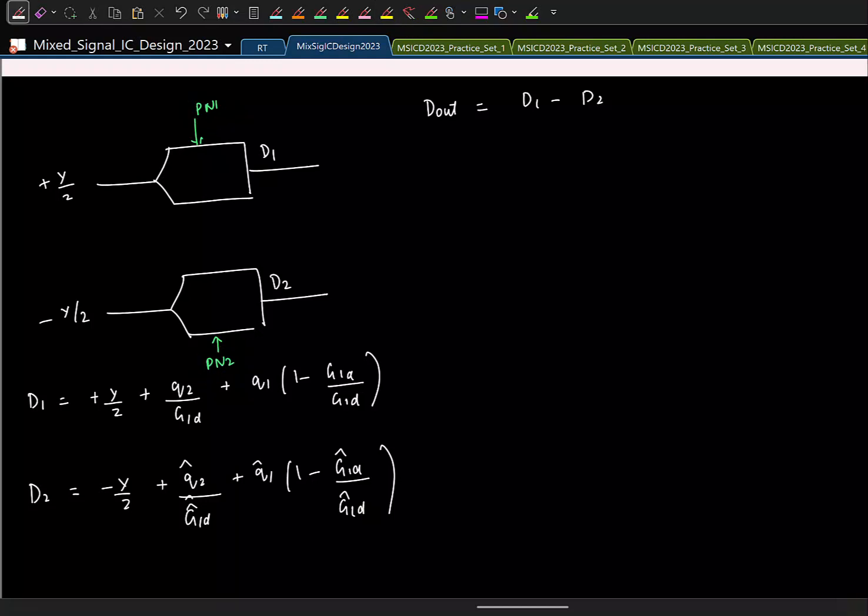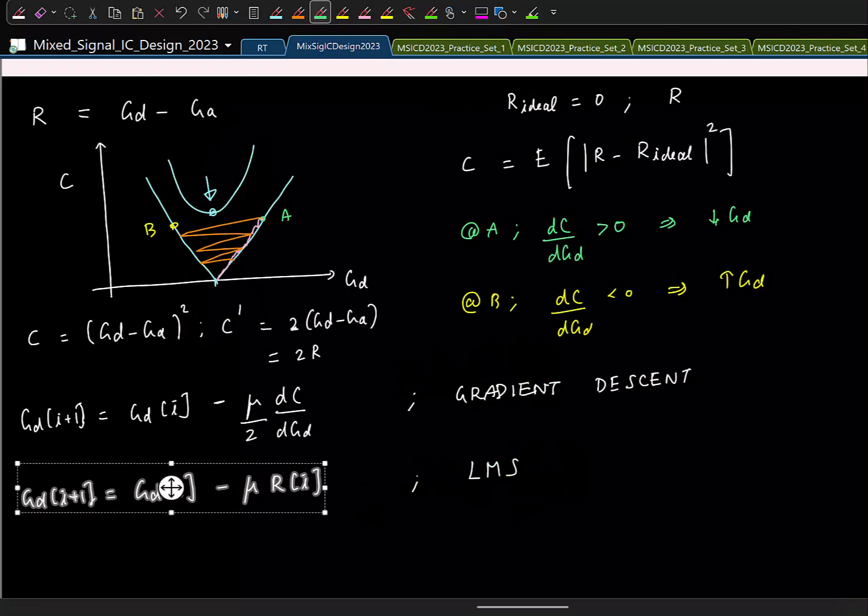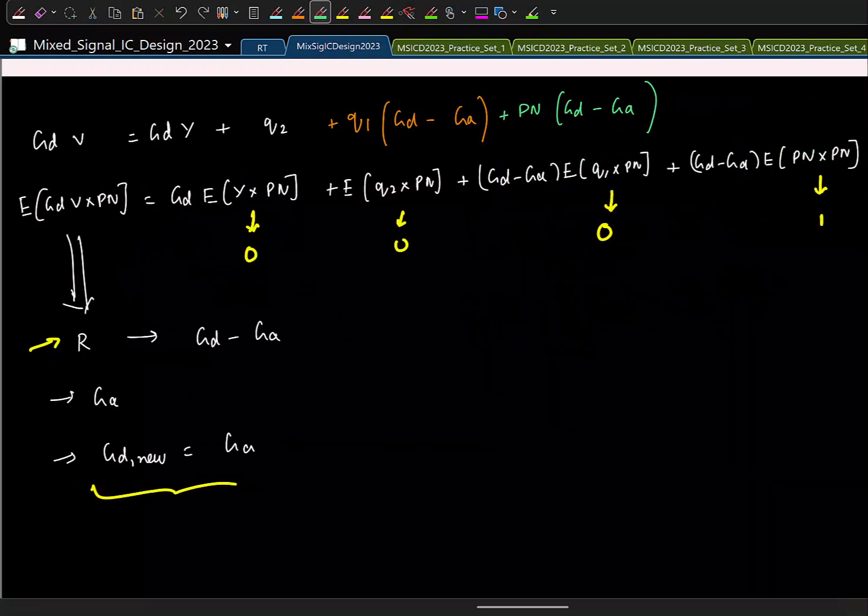If I do that, here I'll have PN1 times (1 minus G1A by G1D), and PN2 times (1 minus G1A hat by G1D hat). So in the earlier case, the issue arose from the fact that the correlation of the PN sequence with the input was creating convergence issues. So I cannot directly take the PN sequence and correlate with the input.